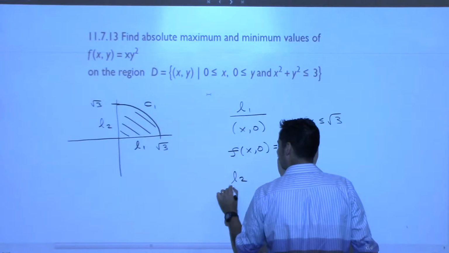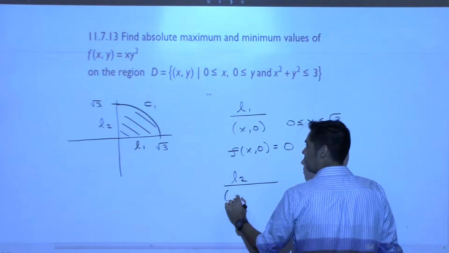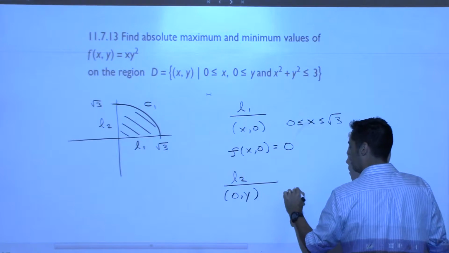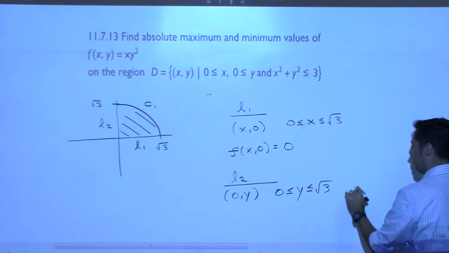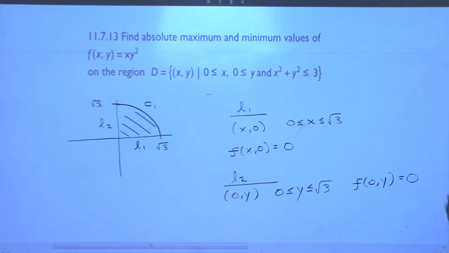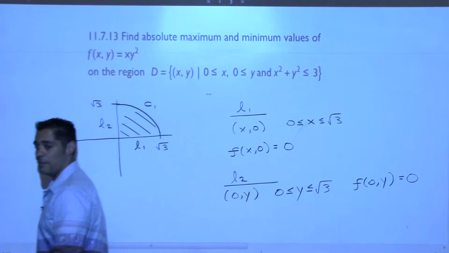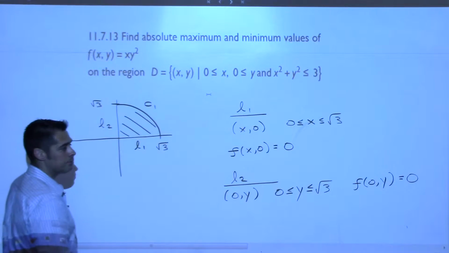L2? What do all the points on L2 look like? 0y. What's my restriction on y? 0 to root 3. And what's f of 0y look like? 0 again. Same exact story. It could potentially be that 0 is my minimum. It could potentially be that 0 is my maximum. I'll have to check in a second.